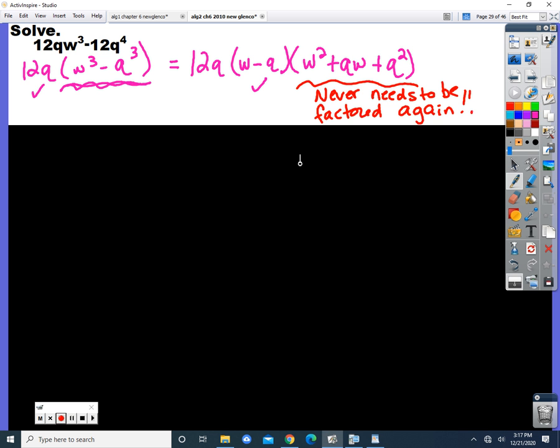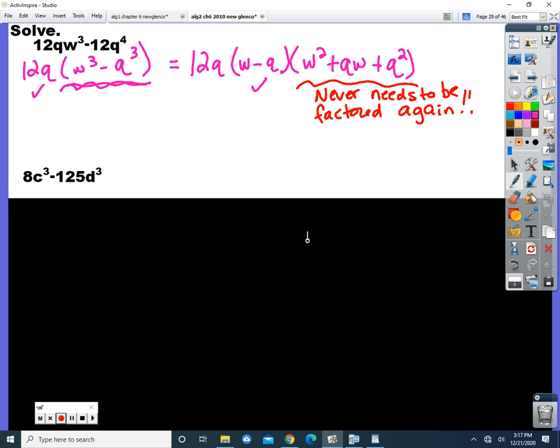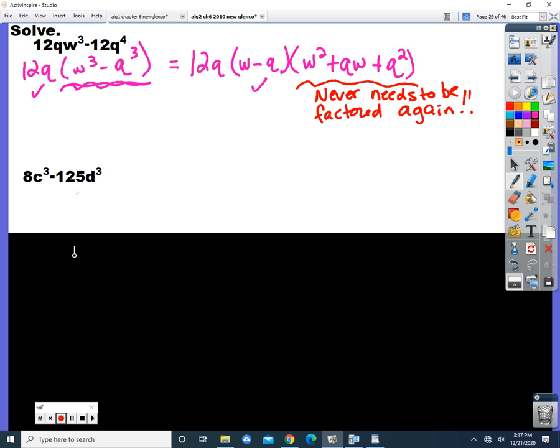Okay, so let's see another one. I'm pretty sure c cubed, d cubed, they're cubes. And then 8, I already told you that one is a perfect cube. 125, it is also a perfect cube. Go test it. 5 to the 3rd power, and it is 125. So it will work. So let me show you how this is going to go. So you're going to have a binomial and a trinomial.